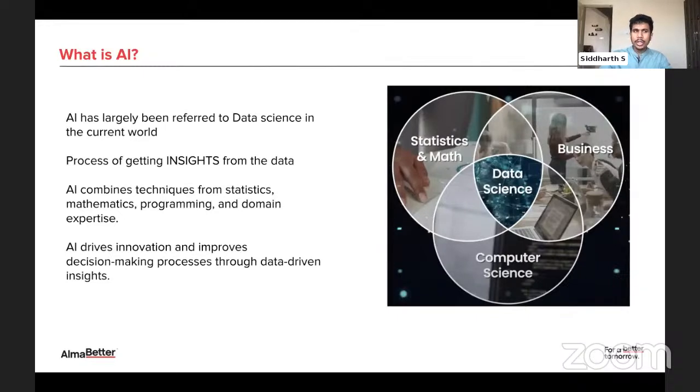AI might be a very huge thing in general, but in the current world, AI refers purely to data science. AI and data science are almost used interchangeably. And what is it? It is about getting insights from the data. You can get insights from data normally also, even without using a computer, even without knowing good math, by looking at any data.